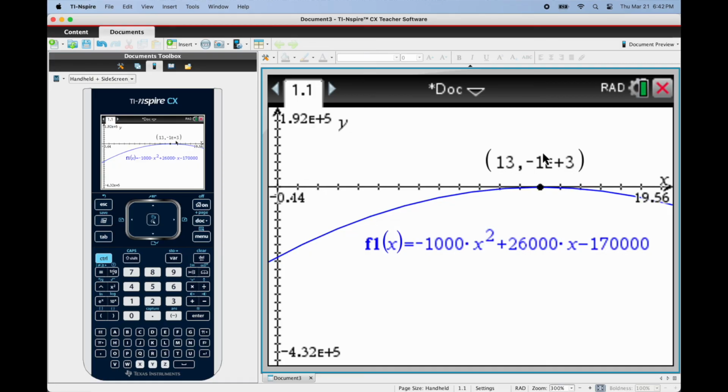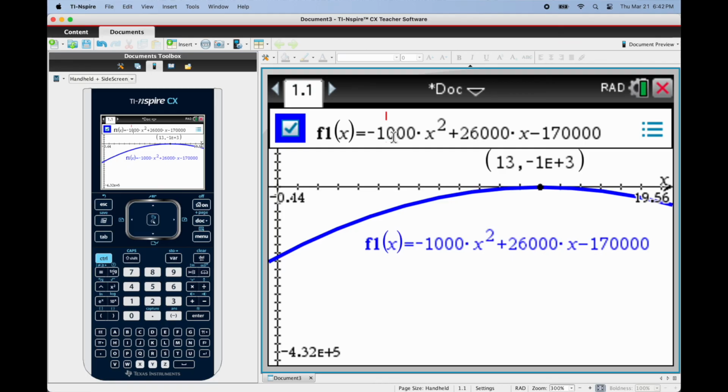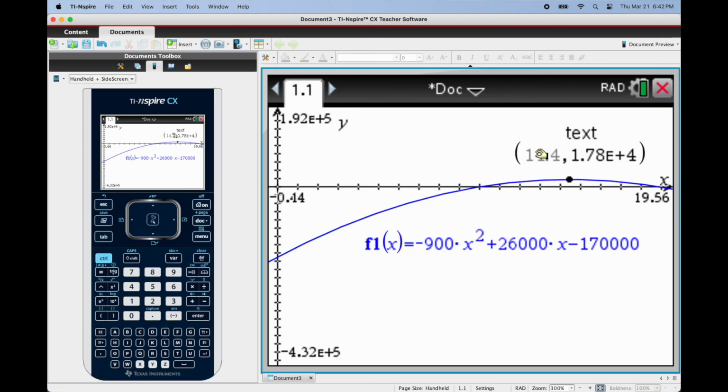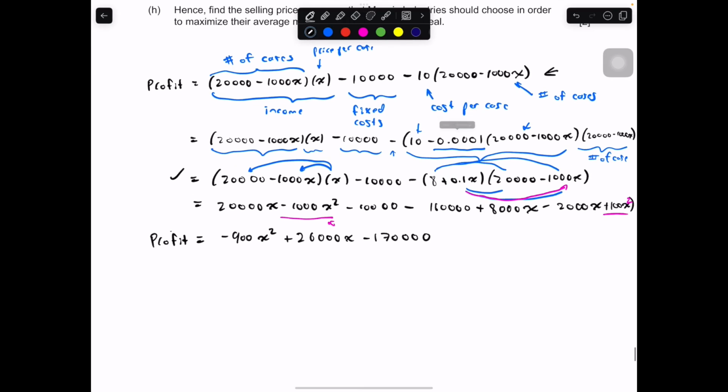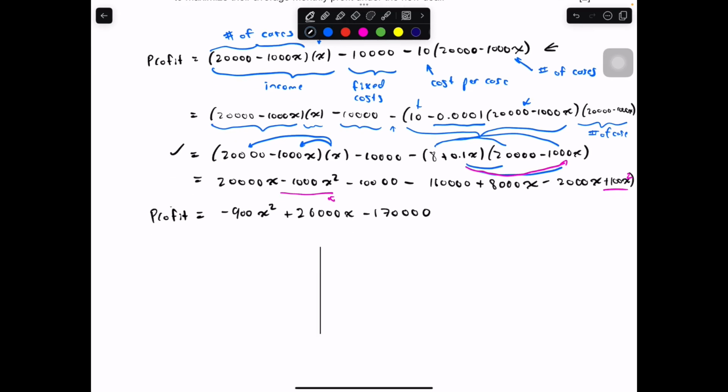So let's go back to the document. Let's edit this and write this as 900. And there we go. There's our new max, 14.4. So I'm going to go back to the document just about there.